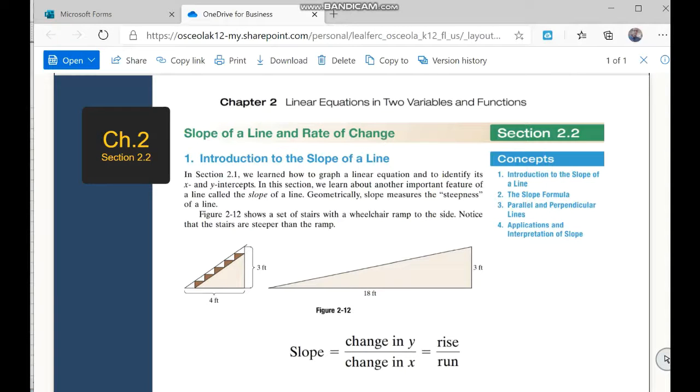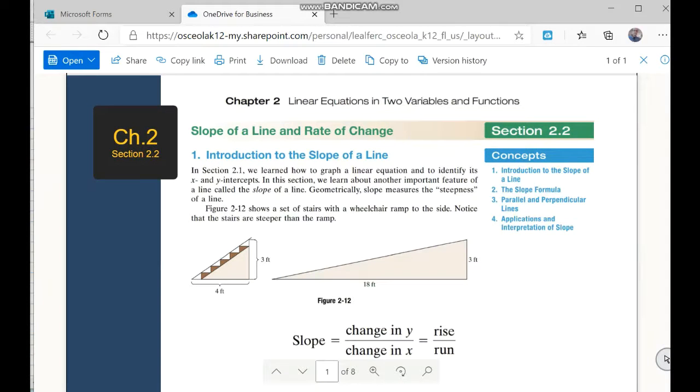Today we are talking about slope of a line and rate of change. We are working on chapter 2, linear equations in two variables. The slope is going to be very important to work on the equations of linear equations in two variables, and also to graph the equations. It's going to be very helpful to help us graph the linear equations in two variables.